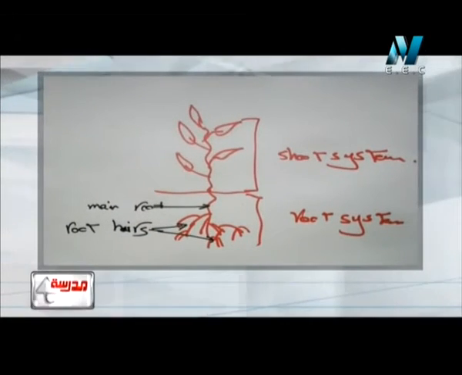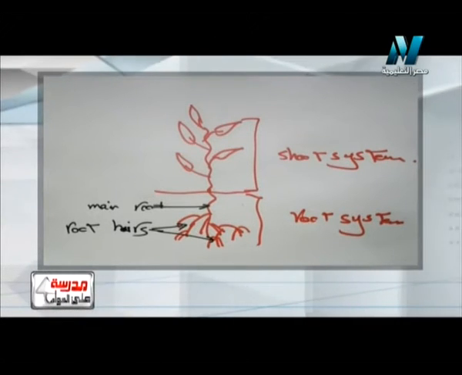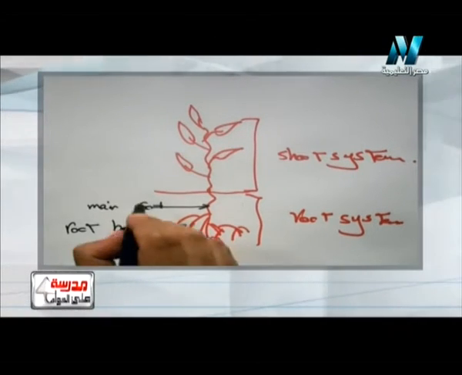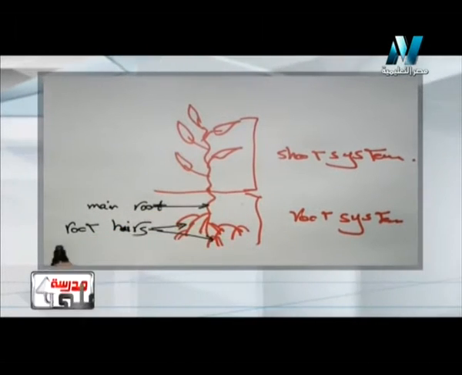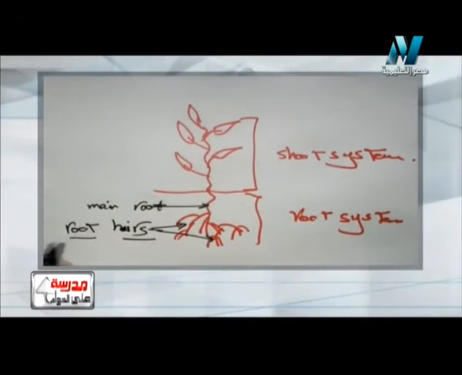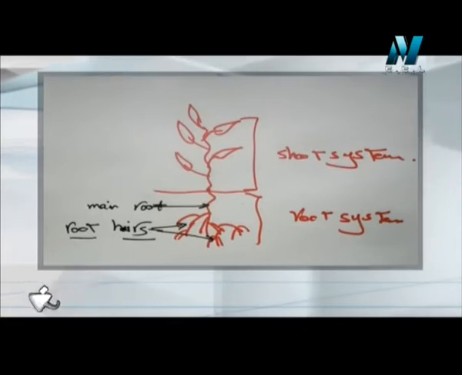So again, the plant consists of two main parts, which are the shoot system and the root system. The root system contains two main parts, which are the main root and the root hairs. So what is the structure of the root hair? If we take a section in the root system or in the root hair, we'll find that it contains four main layers.